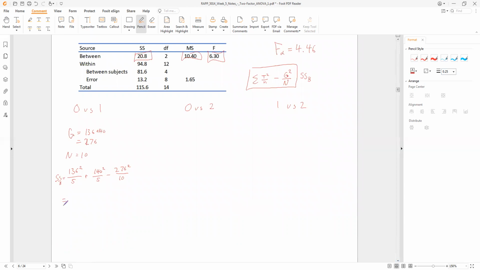Okay, and so then we're going to get, let me plug that in my calculator, 136 squared over 5 plus 140 squared over 5 minus 276 squared over 10, and I'm getting 1.6. So obviously this is very small. And when I find the MS between, that's going to be 1.6 over 2, is 0.8. And then the F is going to be 0.8 over 1.65, which is going to be some small number.